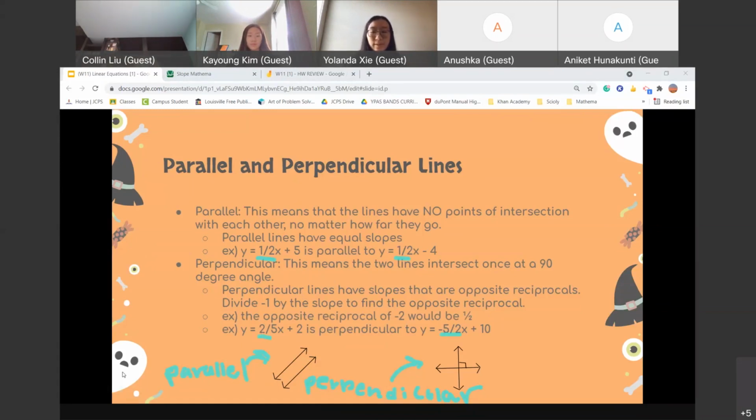So let's do another example. Say I have the line y equals 1/3 x plus 5. Type in the chat a line that's perpendicular to that. Remember, what was the line again? I didn't quite catch that. I typed it in the chat, but it's y equals 1/3 x plus 5.